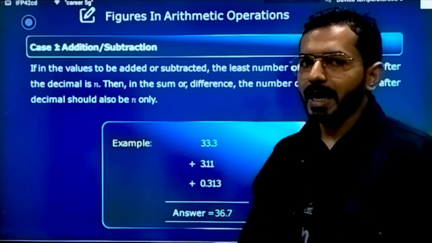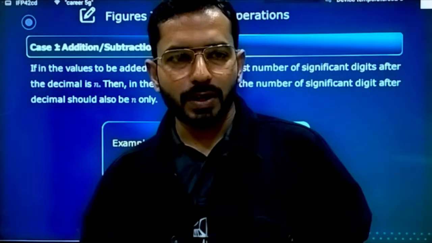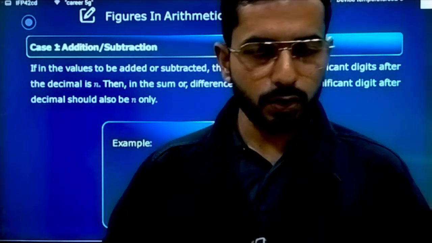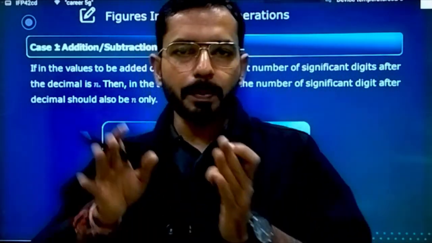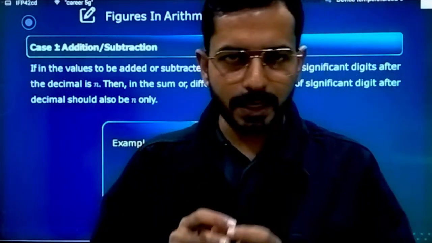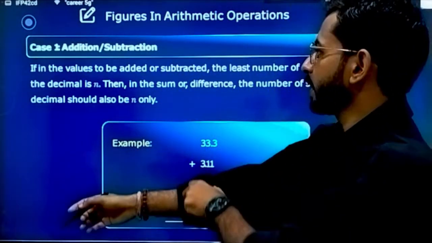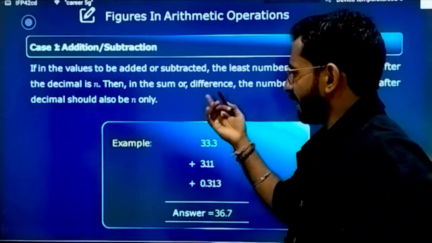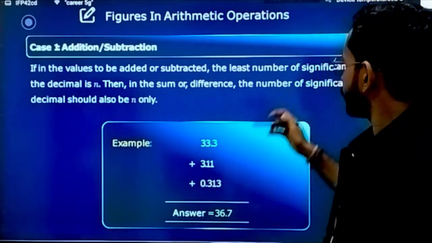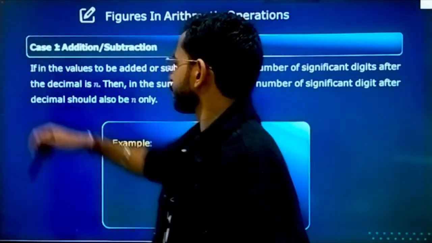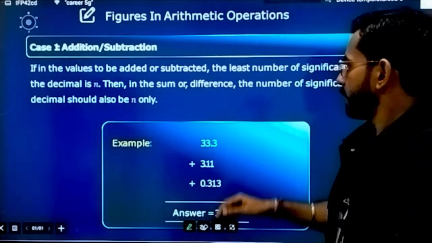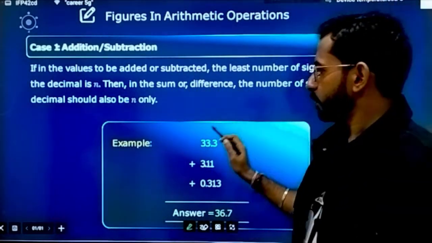Let's suppose now you are adding two numbers and you have to quote your answer. There are certain rules for how the answers will be quoted. For addition and subtraction, the same rule. For multiplication and division, same rule. So let's understand the rules. What is the rule saying? I am directly telling you, you just have to check the number of significant digits after the decimal. After the decimal, the number of significant digits should only be n.